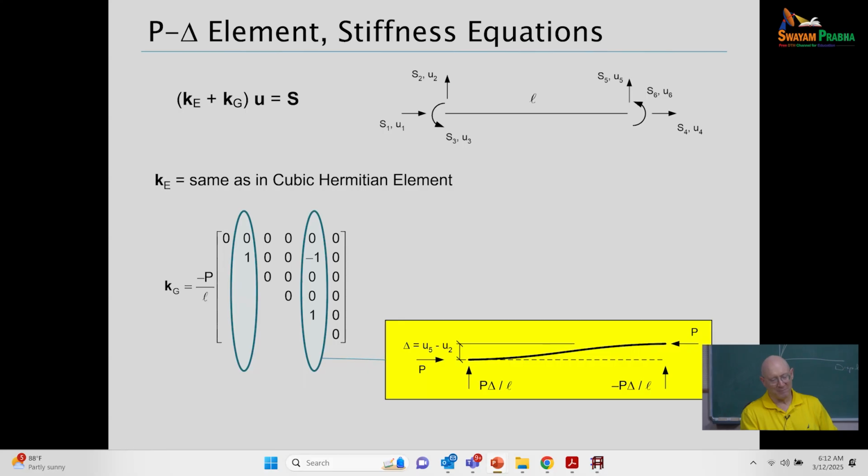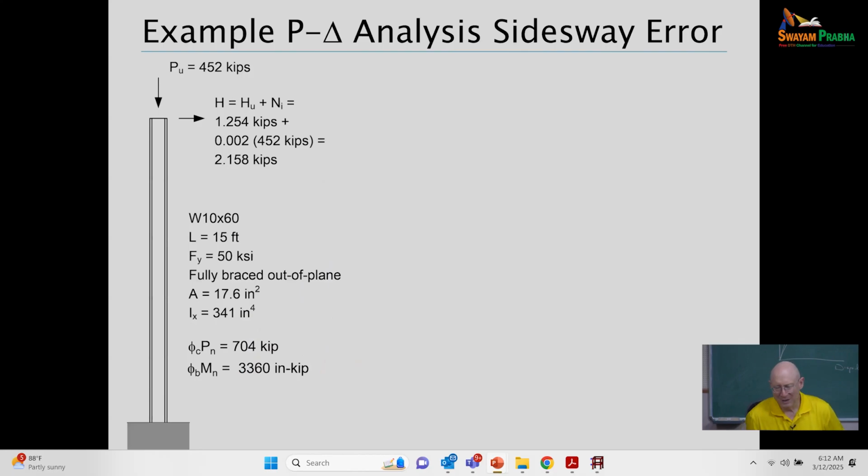And there's some other advantages that can make the calculations a little bit less problematic in some cases in terms of getting convergence, but it may not be converging to an accurate solution. So a couple of examples to illustrate when P small delta may become very, very important. I apologize, in this case I've left things in terms of kips and inches, or kips and feet.